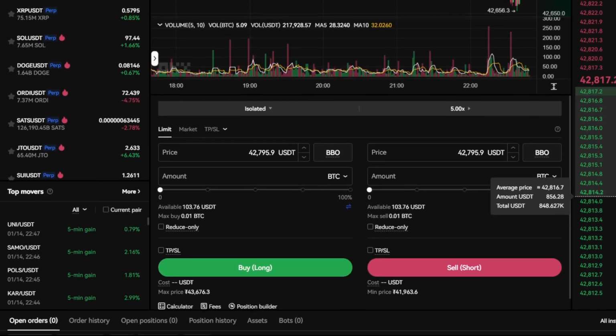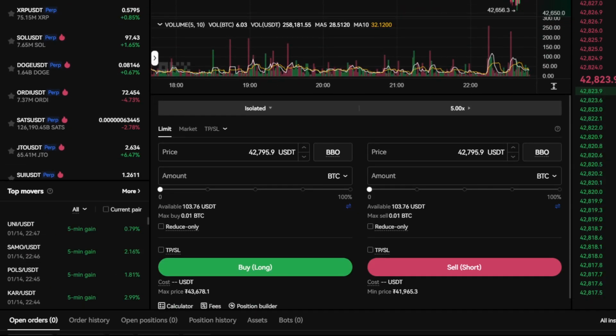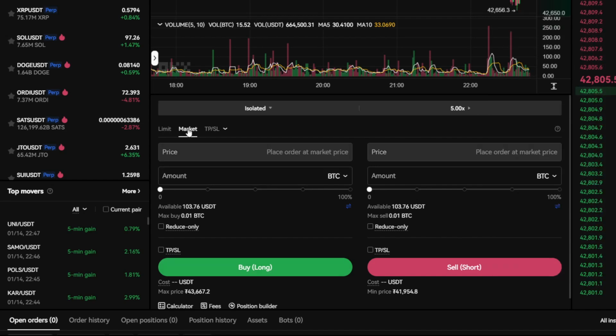This part is your dashboard. Price is the price at which you want to buy or sell the coin. You can use the price from the order book. Just click on the price you want. Or you can buy or sell at the current market price. To do this, just go to the Market tab. Amount is how much money you want to put in the new order. I can put only $100 because that's all I have.